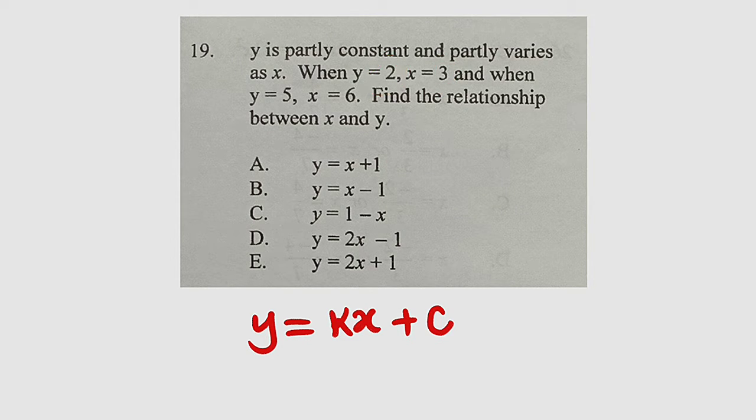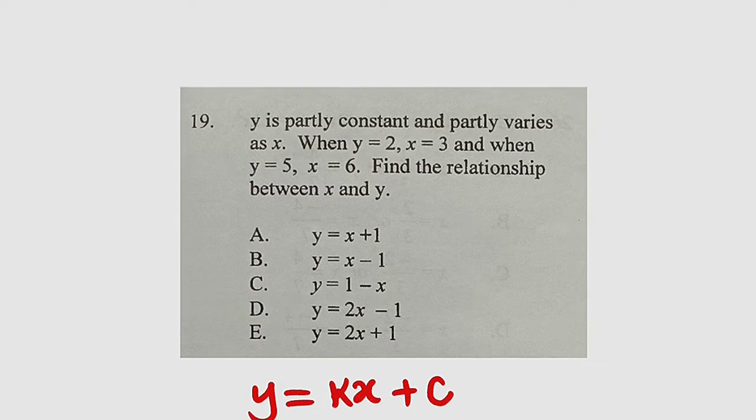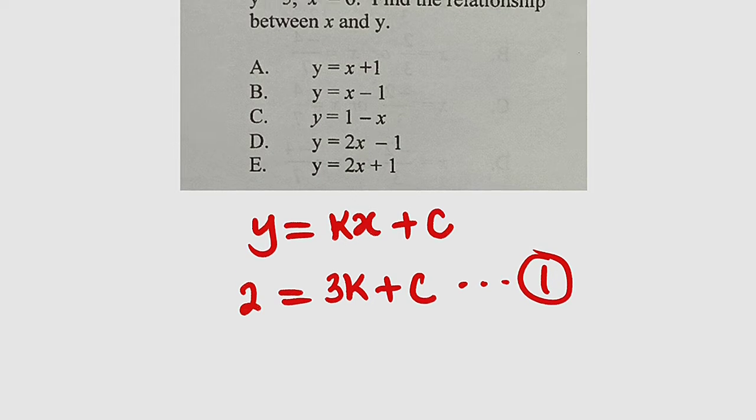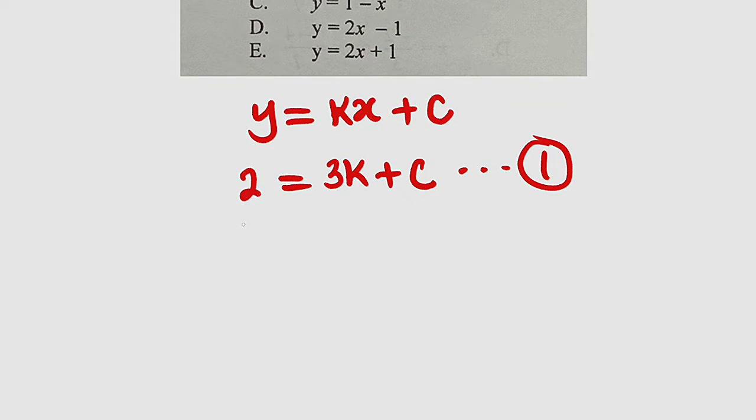So let's substitute them. When y is equal to 2, x is equal to 3. So we have 3 times k, which is 3k, then plus c. This is our first equation. Then, when y is equal to 5, x is equal to 6. So we have 5 equal to 6k plus another c. This is our second equation.